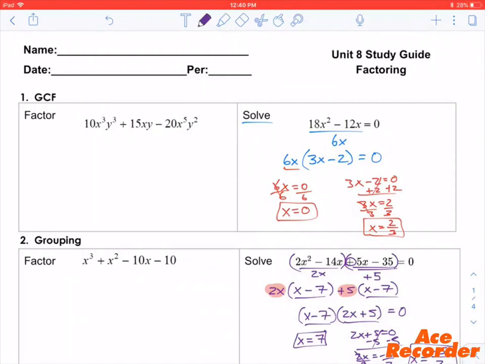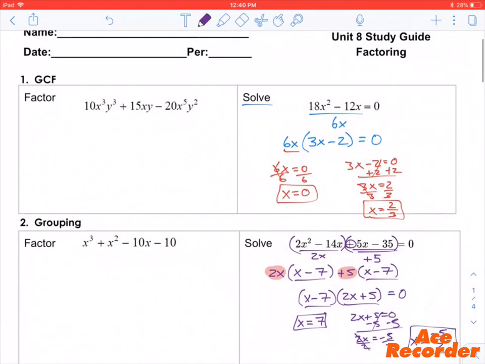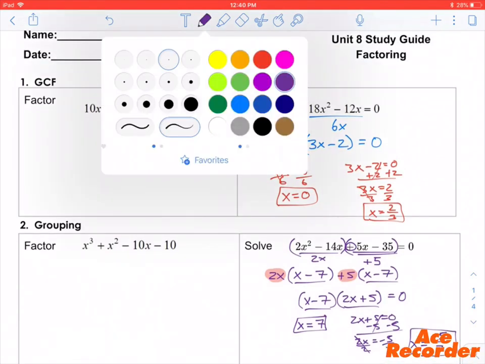All right, Algebra 1, we went through basically the right side, the solve side yesterday. So we're going to go through the rest of it here in preparation for our Chapter 8 test. So here is the first one here, GCF.